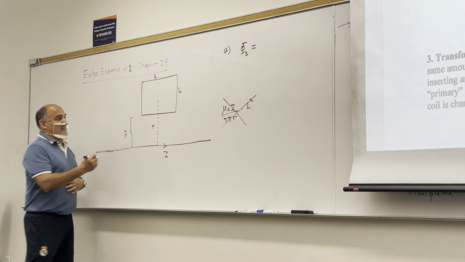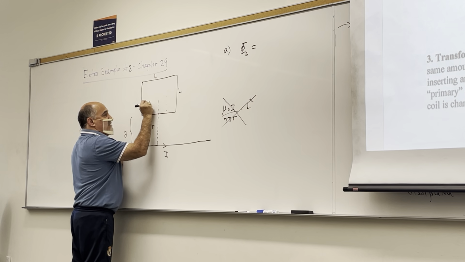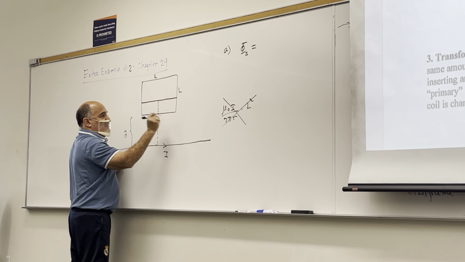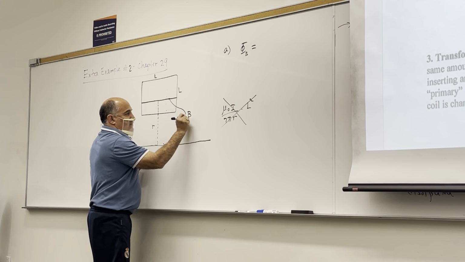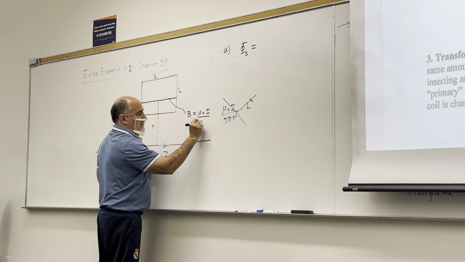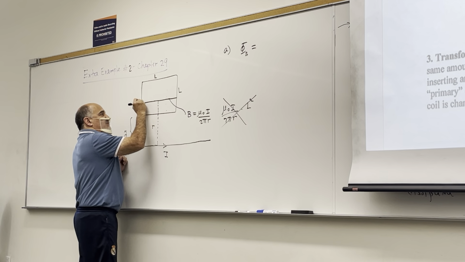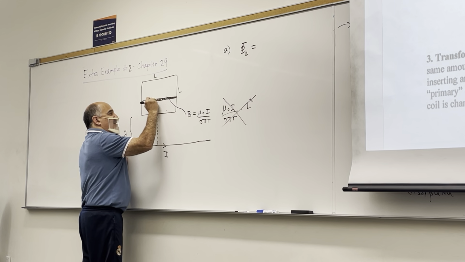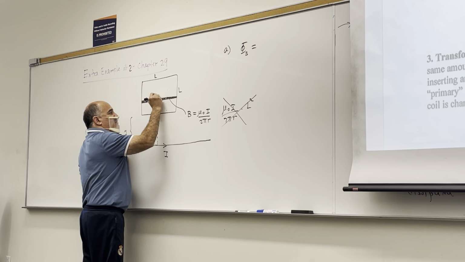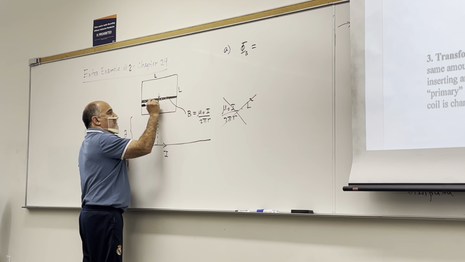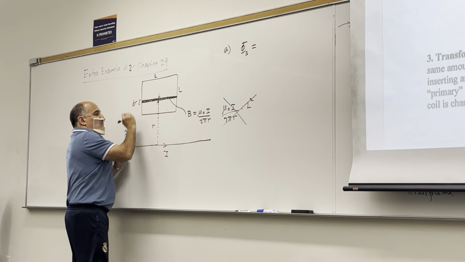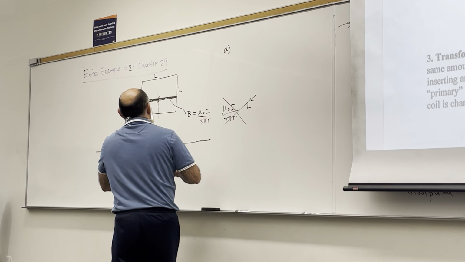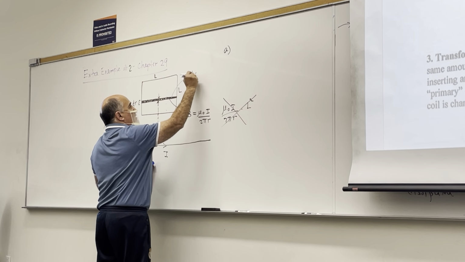So we say, okay, over this length over here, at this distance R, the magnetic field is mu naught I over 2 pi R. And I will take an infinitesimal width, so small that I can think of the magnetic field in here as being constant. I'm going to call this width dr. So what is the magnetic flux through this strip? Let me call that d phi.